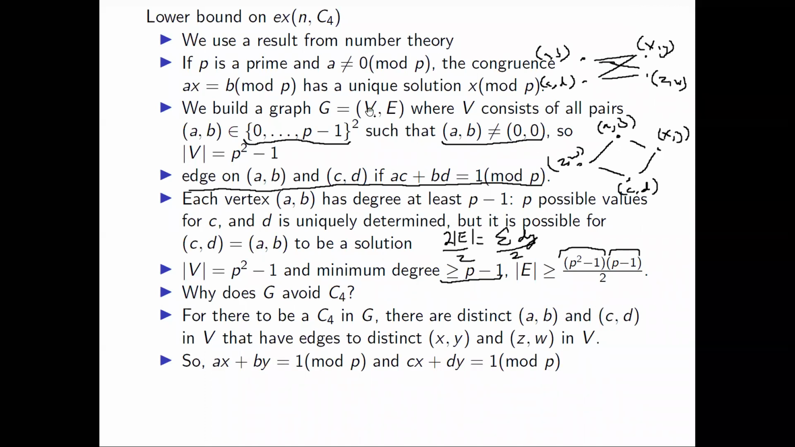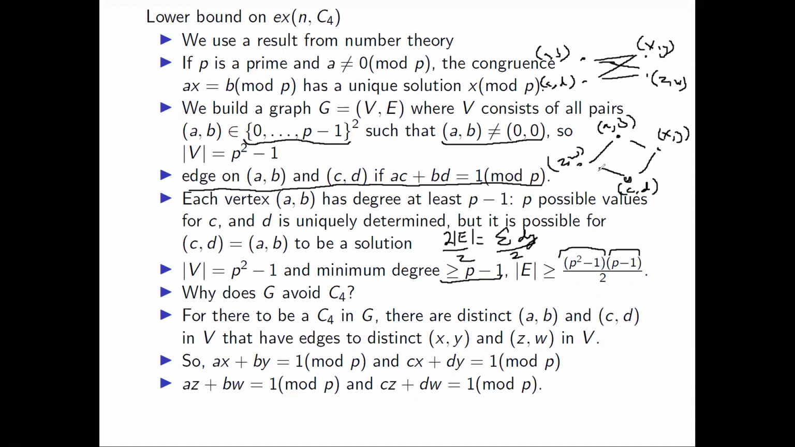So there's 2 of them. For our edges from (A, B) to (X, Y) and (C, D) to (X, Y), we get the equations AX plus BY equals 1 mod p and CX plus DY equals 1 mod p. We also have these equations for (A, B), (C, D), and the (Z, W). So we can say AZ plus BW equals 1 mod p, because we have the edge (A, B) to (Z, W). We can also say CZ plus DW equals 1 mod p, and that's because we had this edge from (C, D) to (Z, W).